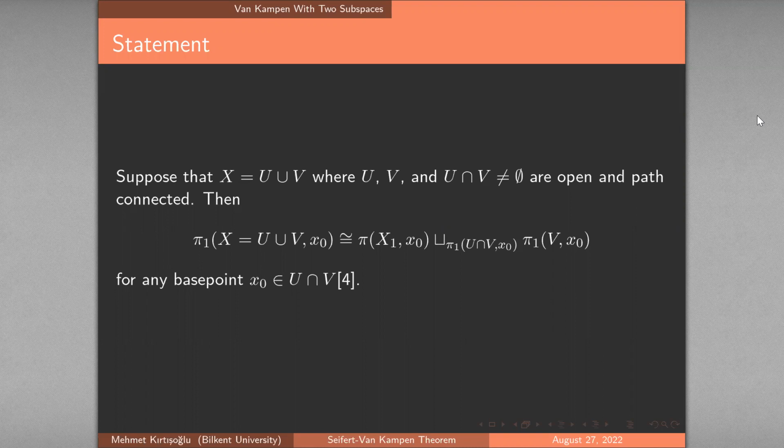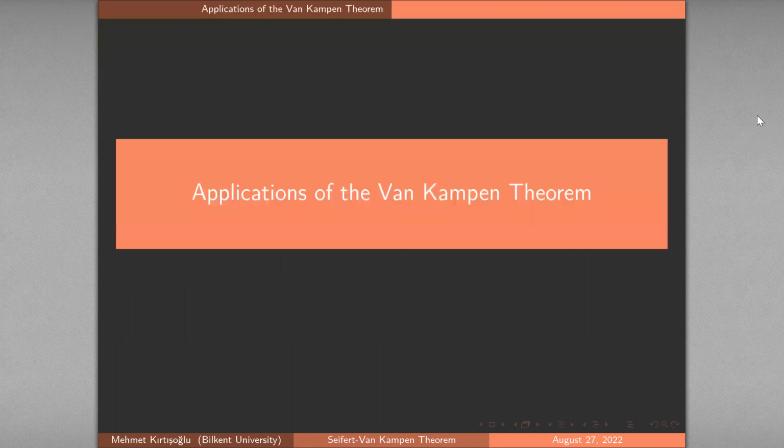So we will contribute its relation to the free product for any base point. So our base point should be in the intersection. Now we can have two examples.